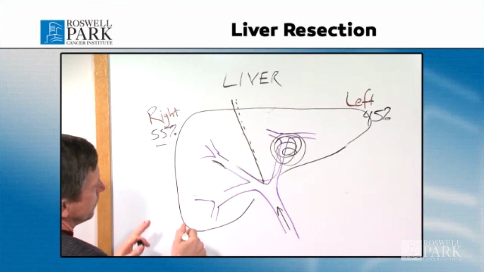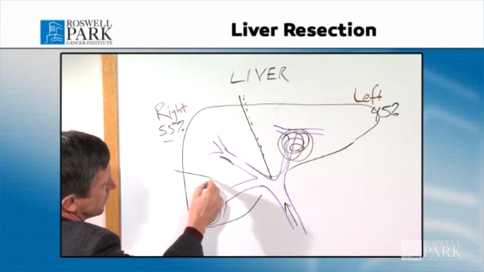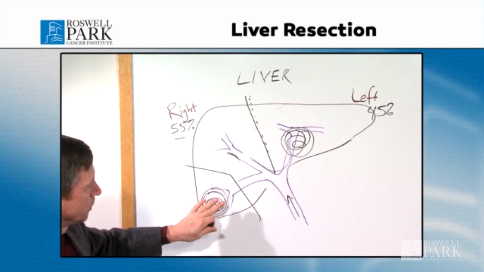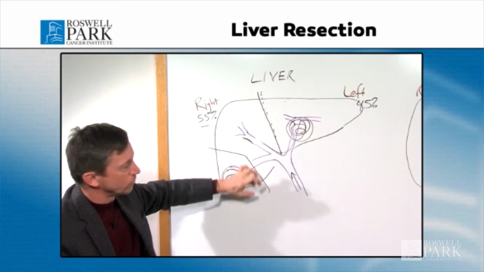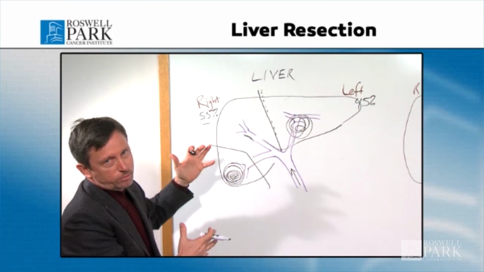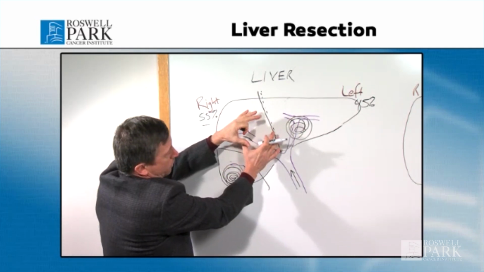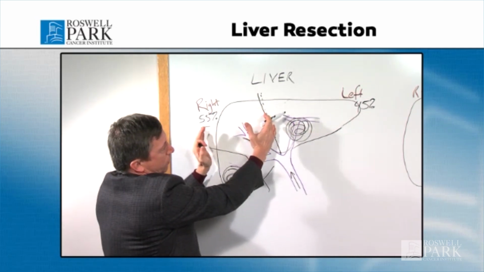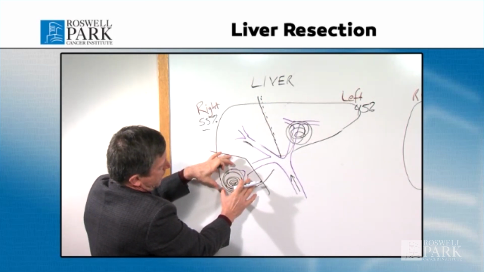If, for example, there's a tumor that's very peripheral on the edge, then it may be only necessary to remove that section of the liver. As long as you remove the tumor and you have clear margins of normal liver around it, that's all that would be necessary. So if the tumor is more central in the middle of the liver, then you may have to remove a larger part. If it's more peripheral, then you would remove just that segment.